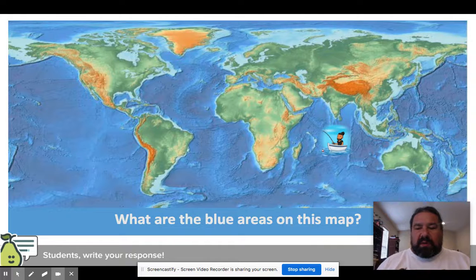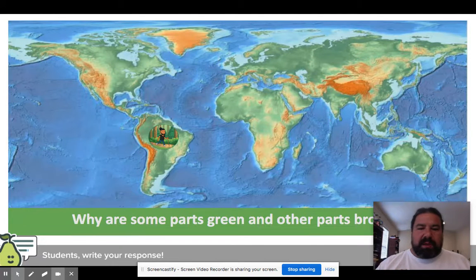So one thing I wanted to ask you before we go on is, when you see this map, what do you think the blue areas on this map are? And then you're going to actually be writing in your response when you go through this activity. So the blue areas on this map, what do you think those are? And then there are some parts that are green and brown. And what do you think the green and brown parts are? And why do you think that some are green and other parts are brown?